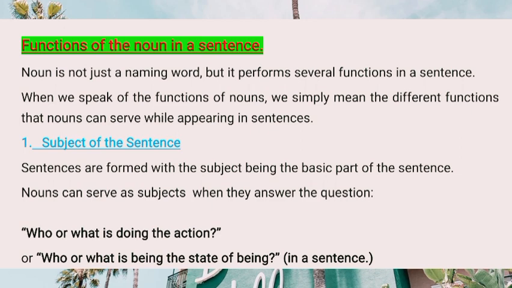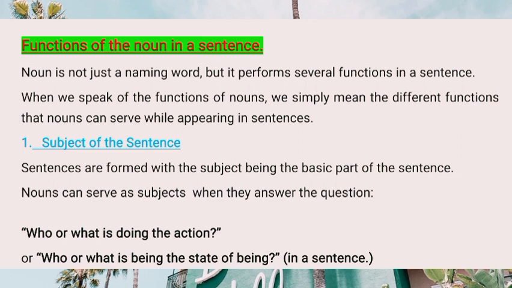Now, aside from being a name of a person, animal, place, or thing, noun perform several functions, and in this video, I have listed 5 of them that I would like to treat. And number one is subject of a sentence. Noun perform a function as a subject of a sentence.